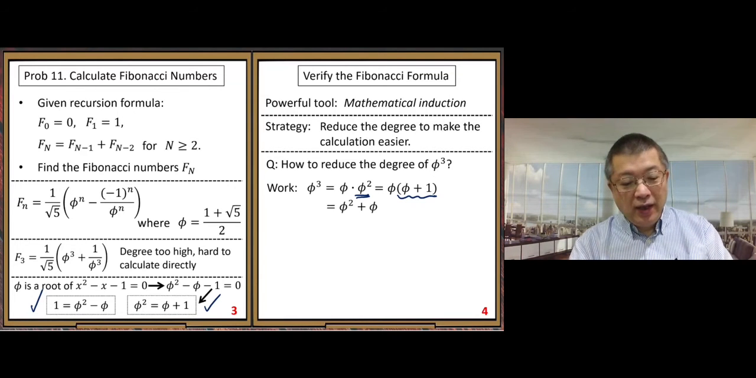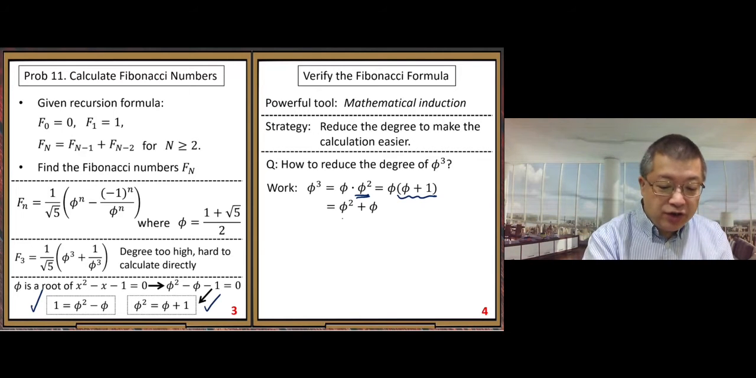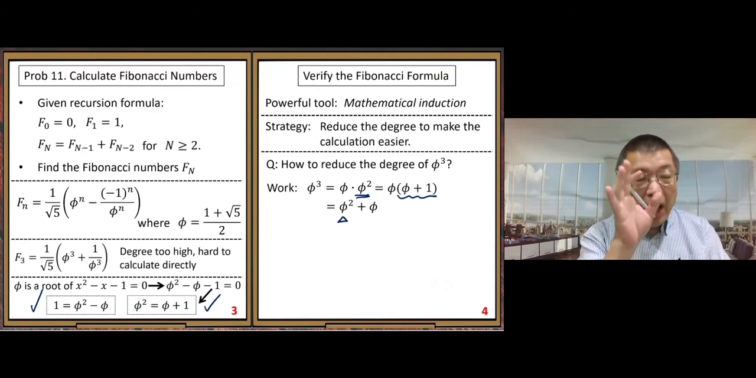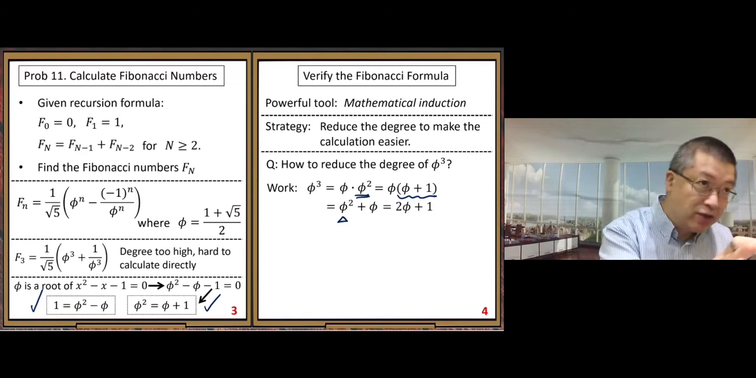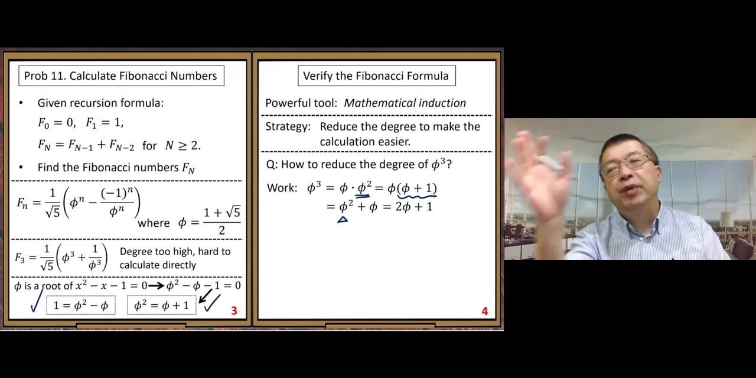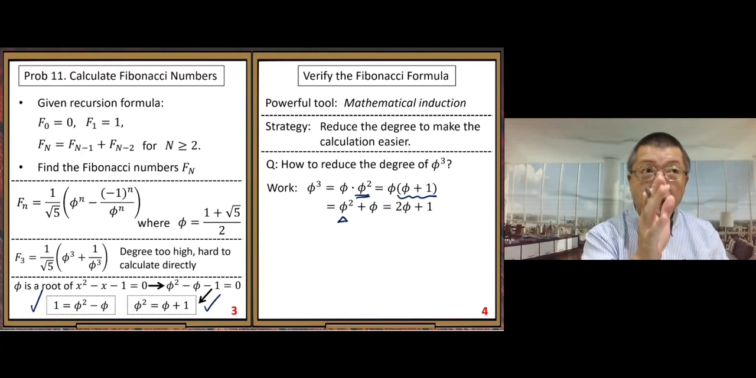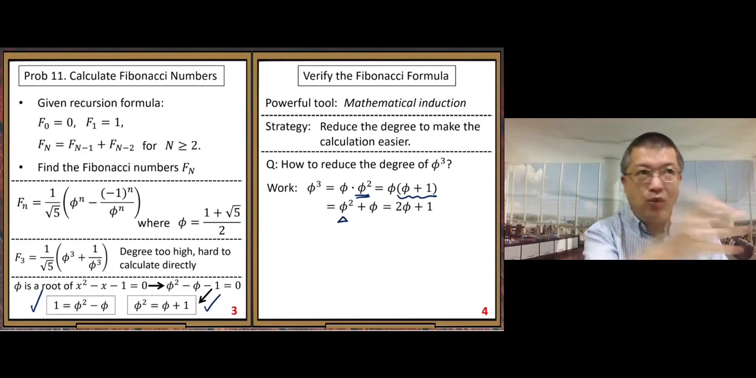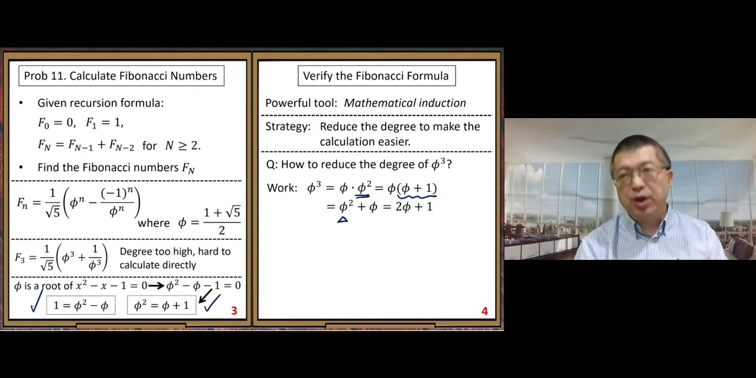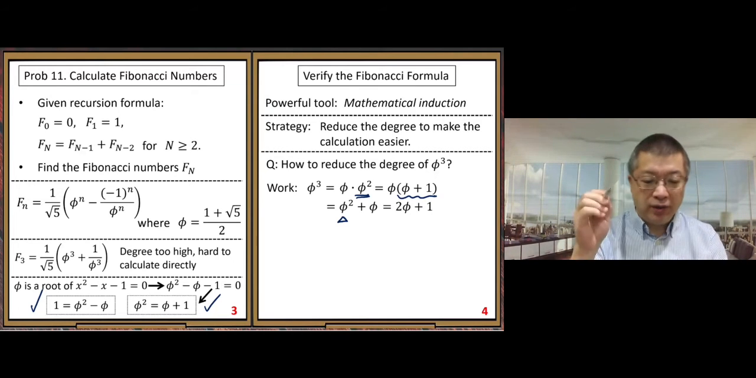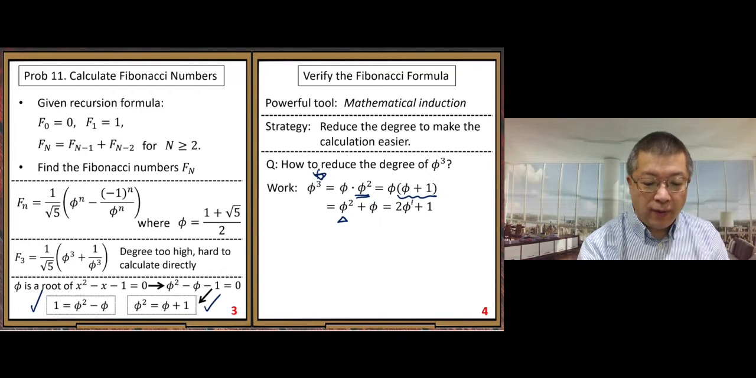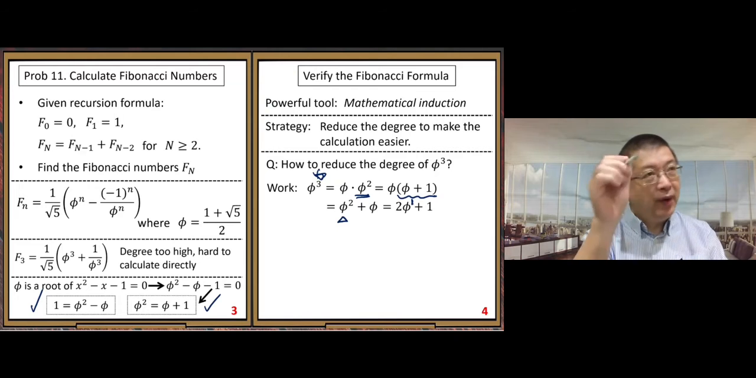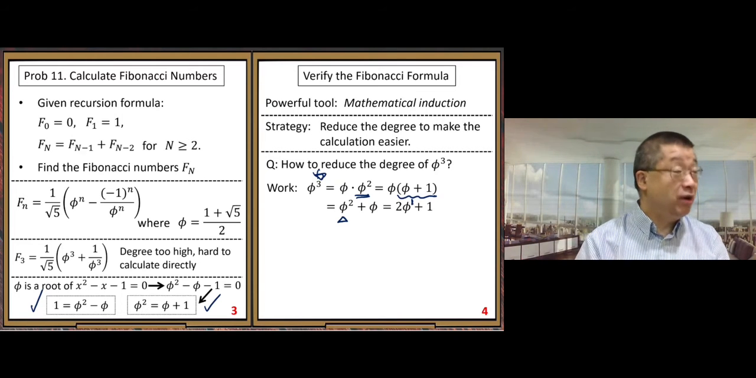Okay? Then multiply through, so phi squared plus phi, this phi squared, we can replace it by another phi plus 1. So then plus phi, we get 2 phi plus 1. In this way, you can see we bring down the degree of the expression from 3 to 1. From 3 to 1. Much simpler.